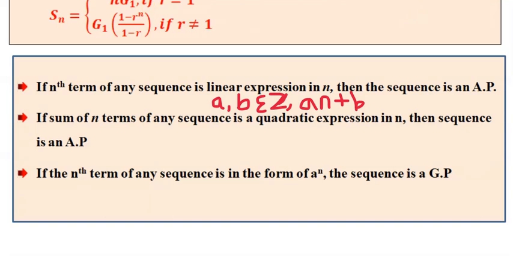Okay, now let us see another remark. If the nth term of any sequence is in the form a to the power of n, provided that n is an element of natural numbers, then we say the sequence is a geometric sequence or geometric progression. That is the difference between the two. One is represented as an exponent, and the other is represented as a linear expression.